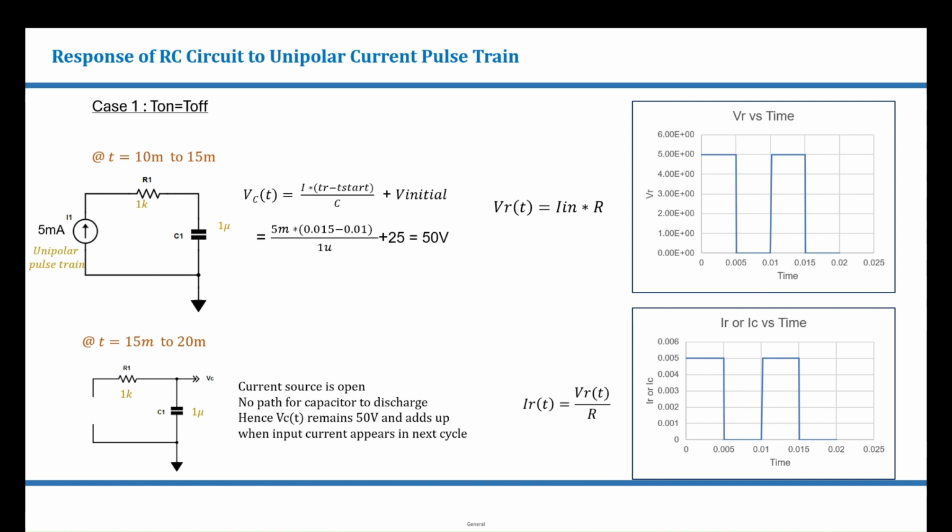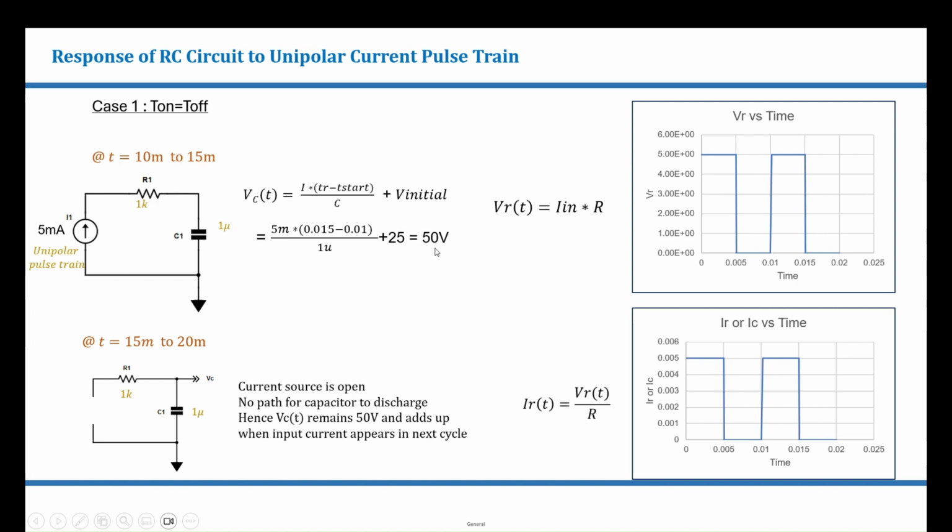The voltage across resistor can be calculated using this equation, input current into resistor, and the current flowing through the circuit can be calculated as follows. Here we have calculated directly at 15 milliseconds and at 20 milliseconds. At 15 milliseconds the voltage is 50 volts and at 20 milliseconds the voltage is 50 volts. Let's consider different time steps between this on time and look how the voltage across capacitor builds up to 50 volts.